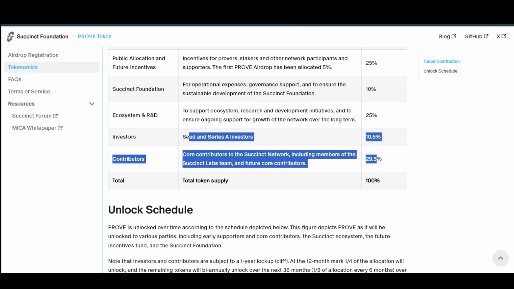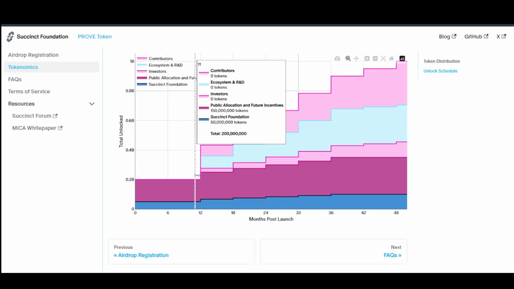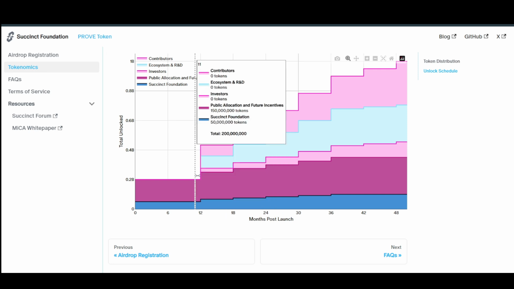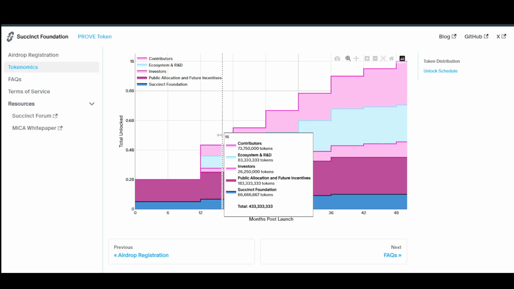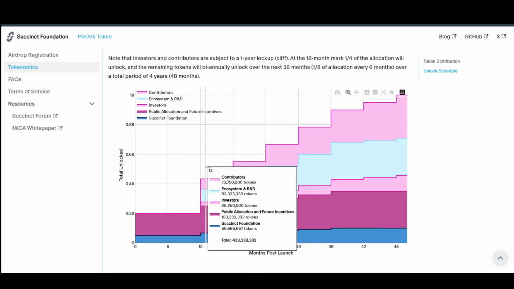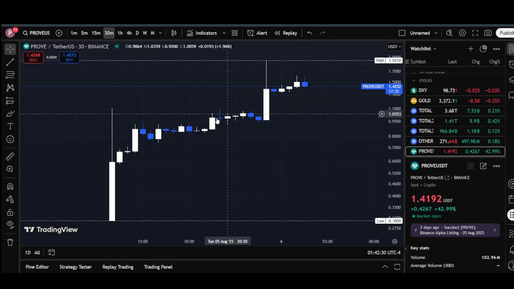If we talk about the unlock schedule, this is where things get interesting. So basically for like 12 months there won't be any sell pressure from the investors, ecosystem, or even the contributors. So I would say this token is going to be a solid coin to hold for at least 1 year. After that things can go wrong since it has a big unlock after 1 year, but overall I would say it should be a pretty good hold at least for 1 year.